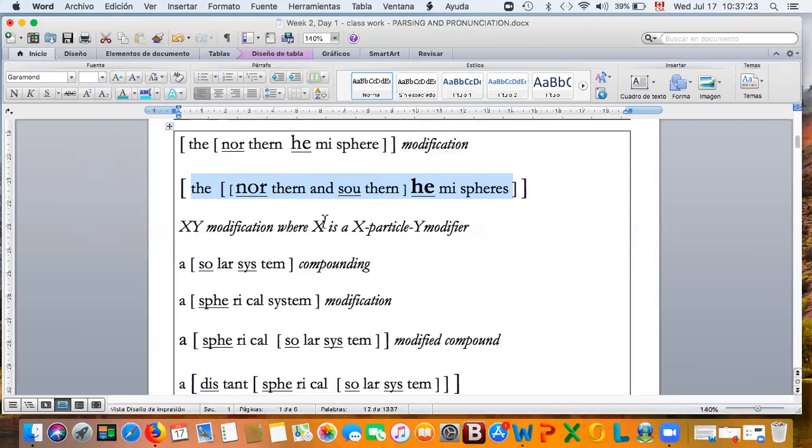There's a reason for this. In English, we cannot have accents following each other, rising, rising, rising, and rising. We can't do that. Only two can follow each other, rising. In other words, we cannot have Northern and Southern hemispheres. We can't do that. That's up, down, up, down. So that's why the accent pattern of Northern and Southern must change. Northern and Southern hemispheres. The Northern and Southern hemispheres.